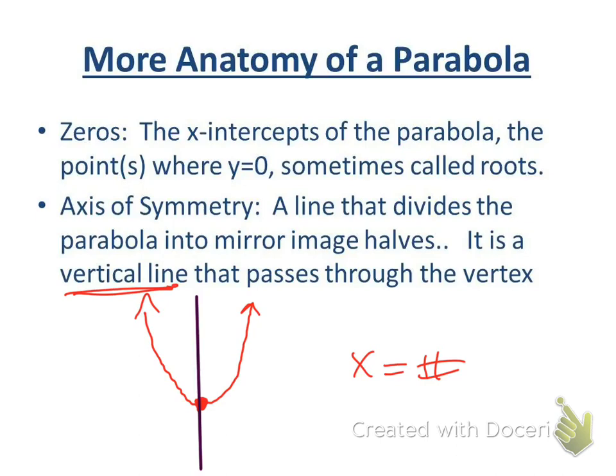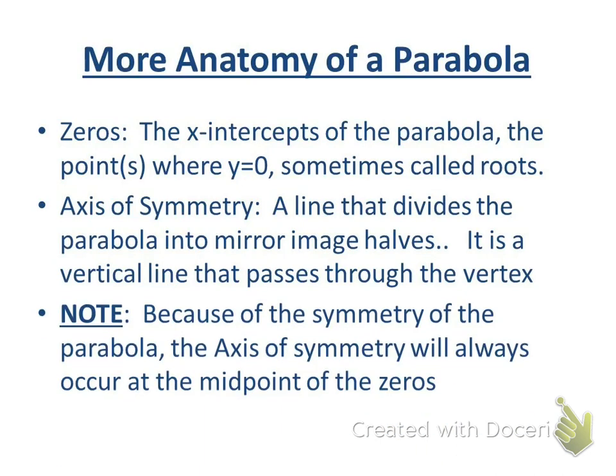All right? Here's an important note. Very important note. Huge. Because of the symmetry of the parabola, the axis of symmetry will always occur at the midpoint of the zeros. All right, now we've got two new definitions in the same note here, right? Actually, we're talking about three things. The symmetry of the parabola, the axis of symmetry, always at the midpoint of the zeros.